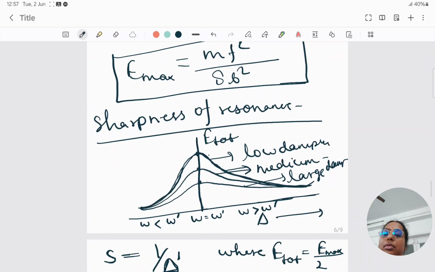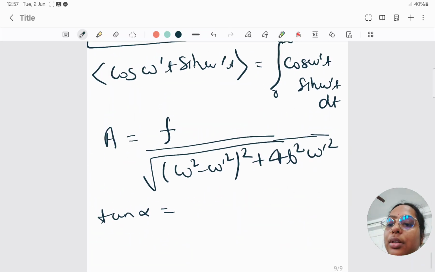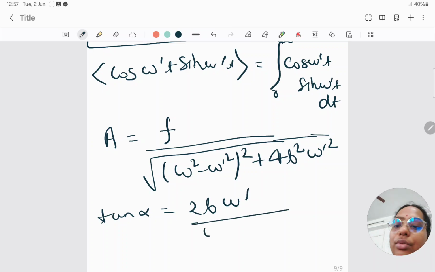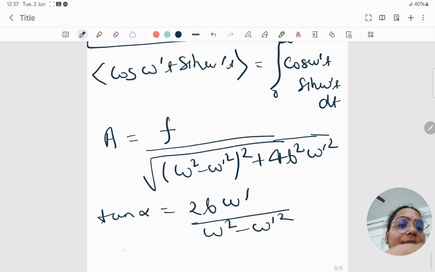Let me check this. tan alpha is 2bω' upon (ω² − ω'²). Okay, so from here you can calculate the sin alpha. What will be the sin alpha?